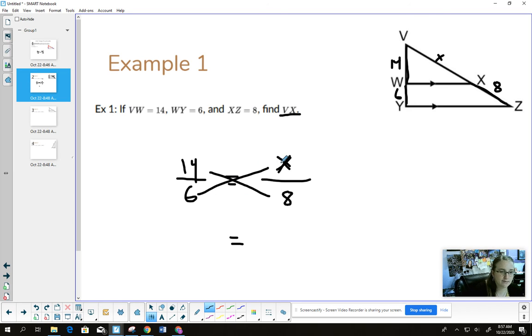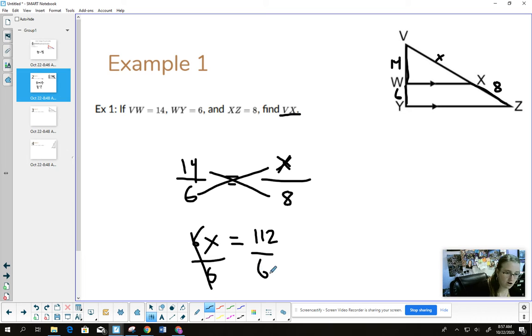Okay, so 6 times x is just 6x. 14 times 8 is, I need this myself, 112. So once more, that is the point of cross multiplying. Fractions are ugly. We don't want to work with them. When you cross multiply, you should not have fractions anymore. So all we've got to do is divide by 6.